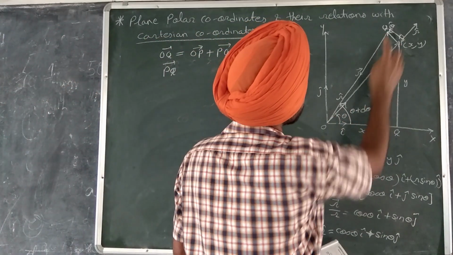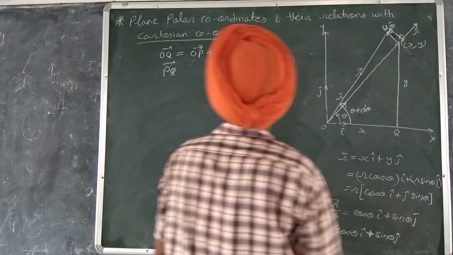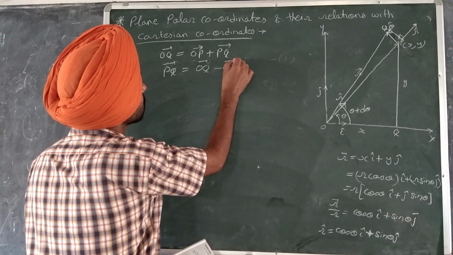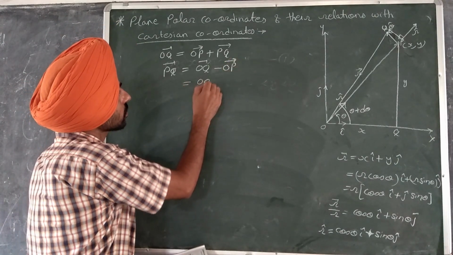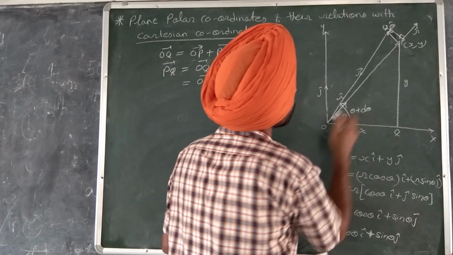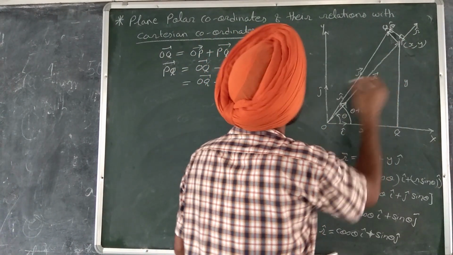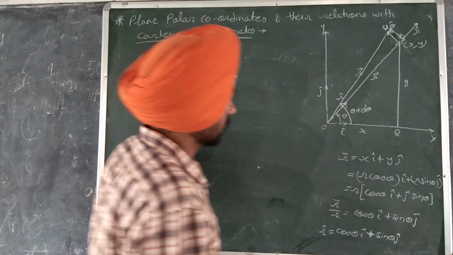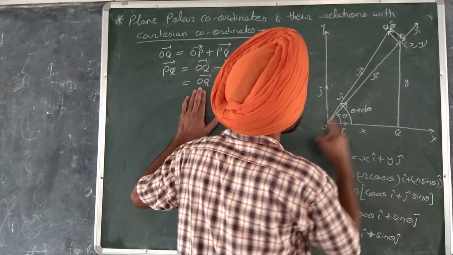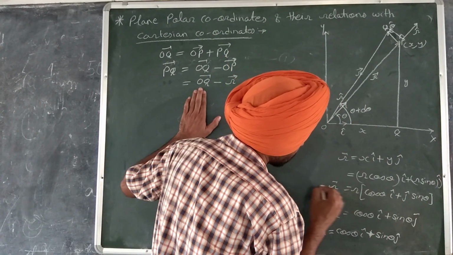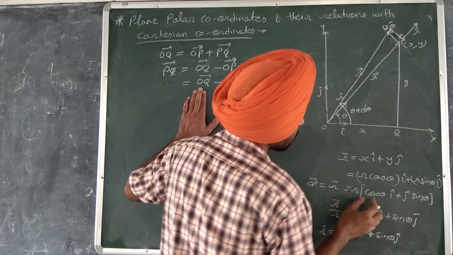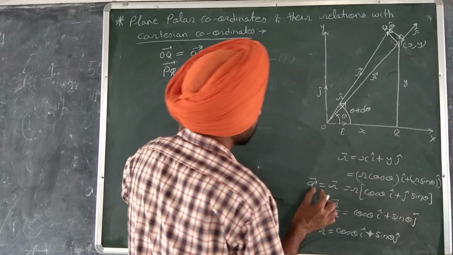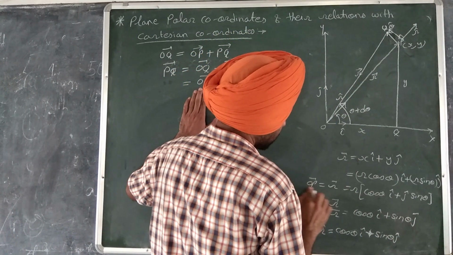This PQ is due to the change in angle d theta. So PQ equal to OQ minus OP. OP is the vector r. OQ is in a similar pattern as we found this r. Similarly, here instead of theta we have theta plus d theta. So in the similar analogy, for OQ we will write from OP.